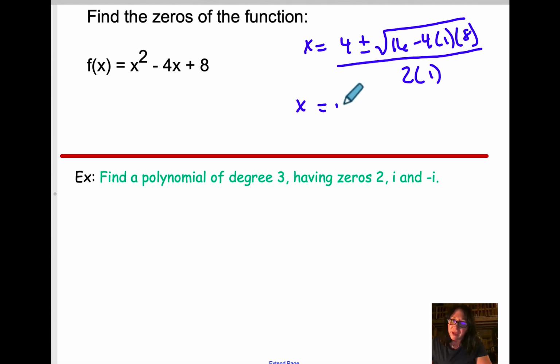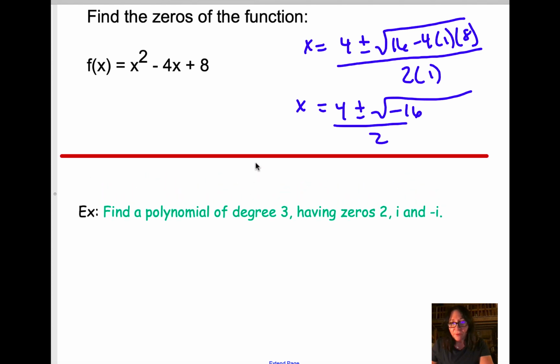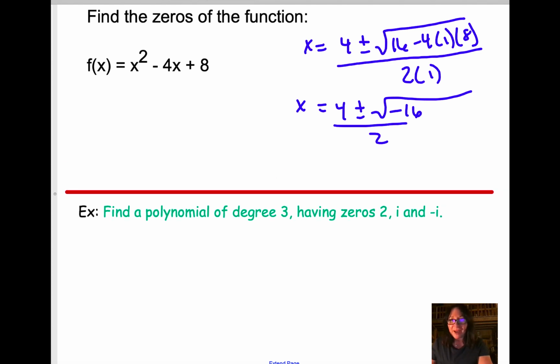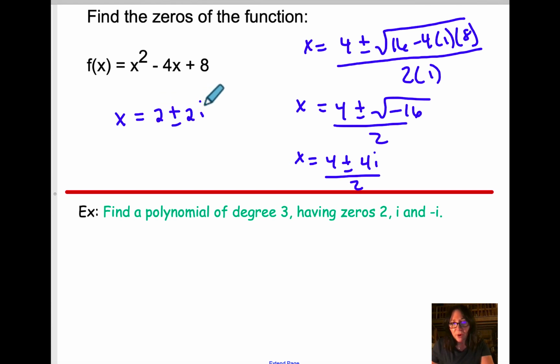And what this gives me is 4 plus or minus the square root of 16 minus 32, which is negative 16, all over 2. And this gives me an imaginary answer, and that happening, those are going to be my imaginary zeros. So it's going to be x equals 4 plus or minus, this makes 4i, all over 2. And so I'm going to distribute that 2 to both of my numerators. So my zeros are going to be x equals 2 plus or minus 2i. And so that would be the zeros of this function.